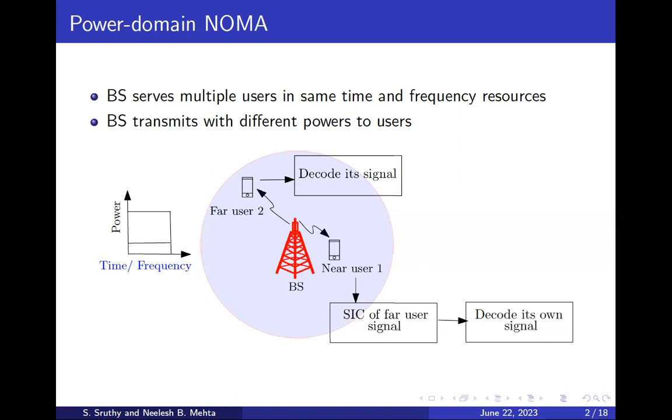In this way, NOMA helps to improve spectral efficiency, massive connectivity, and user fairness. It also lowers the transmission delay and achieves a higher cellular user throughput than orthogonal multiple access, which is currently used.